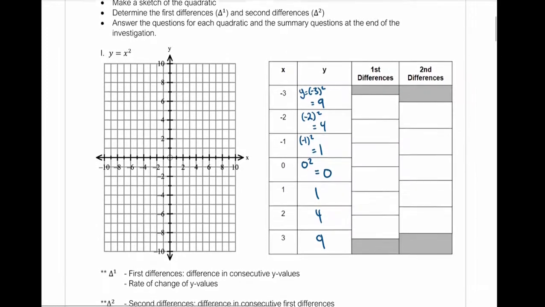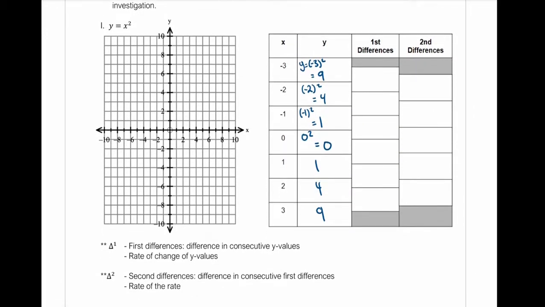The first differences, if you don't remember from grade 9, we can see in the definition down here. Basically, it's the difference in consecutive y values, or the rate of change of the y values, how we're changing from one value to the next. If I look at these two y values, how do I change going from 9 to 4? You're decreasing by 5, so -5. Or you can do it mathematically, 4 minus 9, which equals -5. Bottom minus the top.